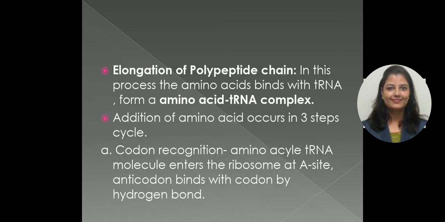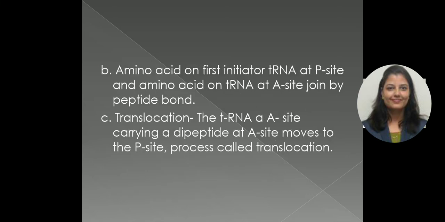Then the second step involves elongation of the polypeptide chain. In this process, the amino acids bind with tRNA to form an amino acid tRNA complex. Then addition of amino acids occurs in 3 steps. One is codon recognition, where amino acid tRNA molecules enter the ribosome at the A site and the anticodon binds with the codon by hydrogen bonds. Then B is where the amino acid on the first initiator tRNA at the P site and the amino acid on the tRNA at the A site are joined by a peptide bond.